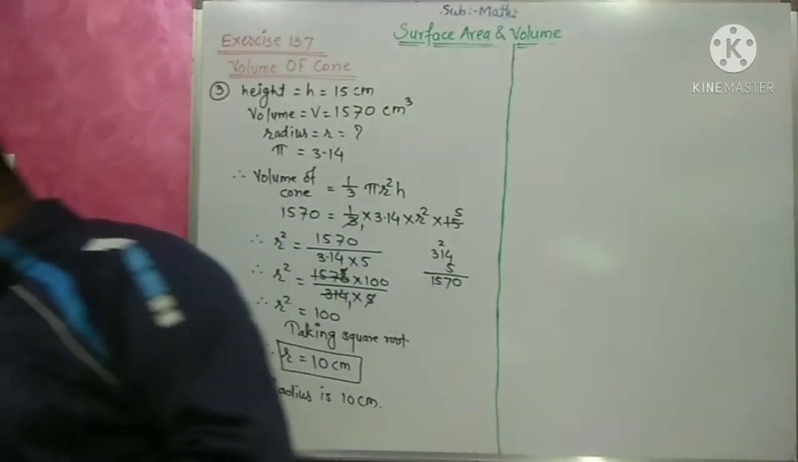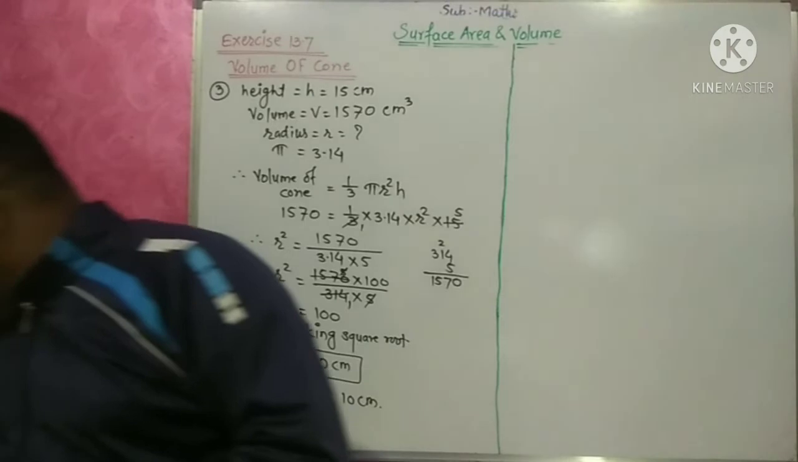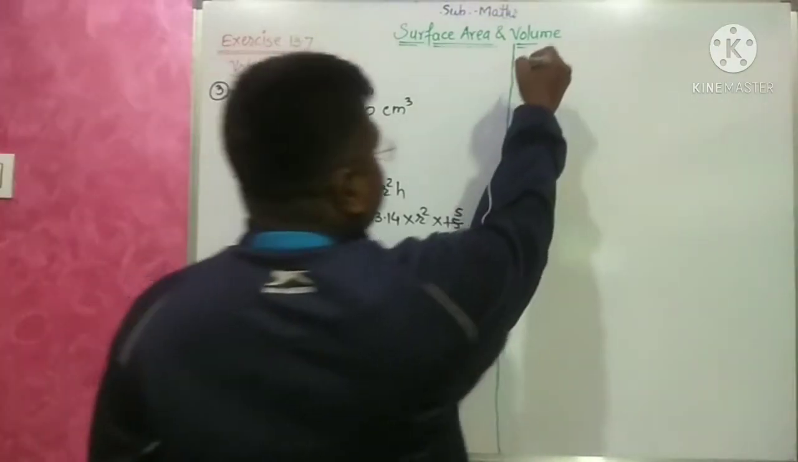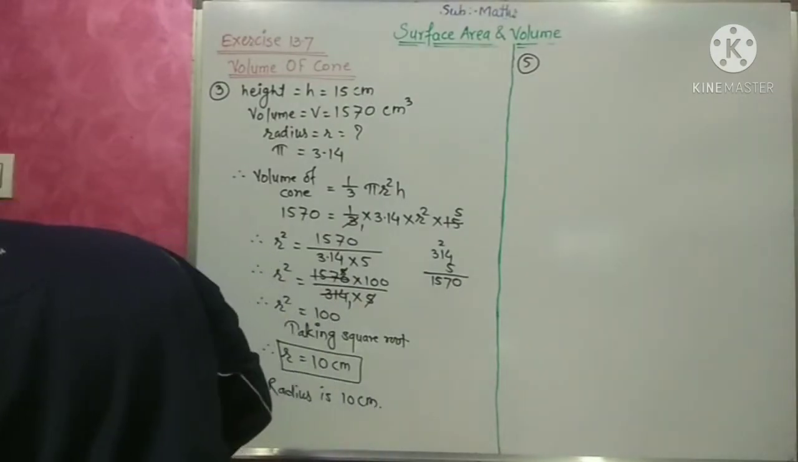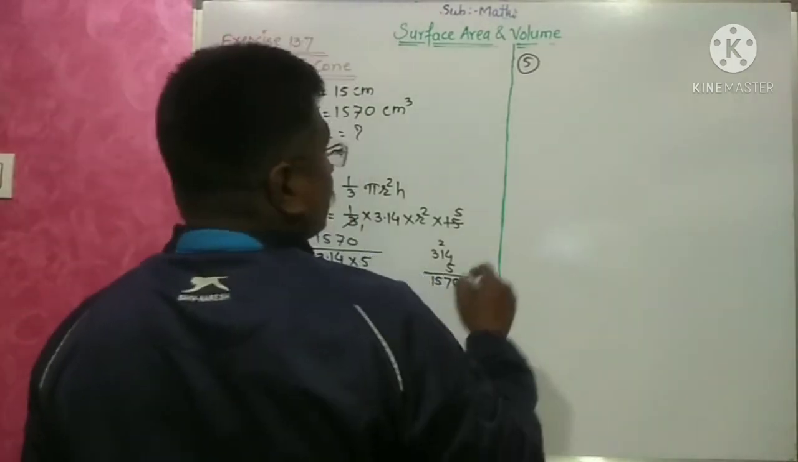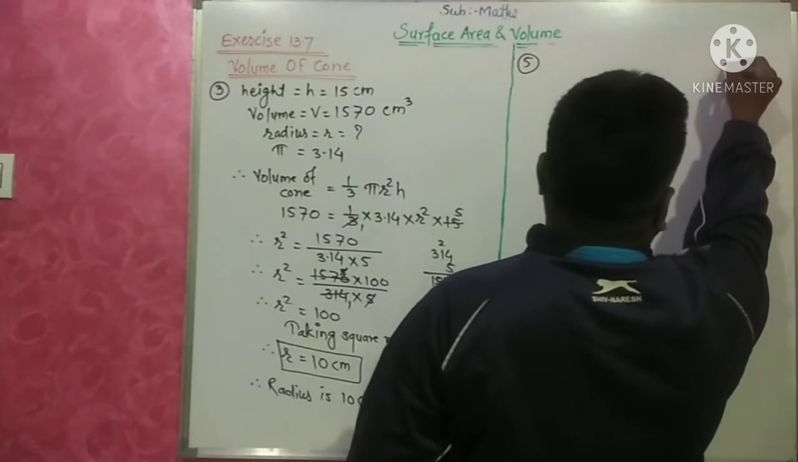Now we will go on to the fifth question. What is given in the fifth question? A conical pit of top diameter 3.5 meter. So the conical pit is given in this way.